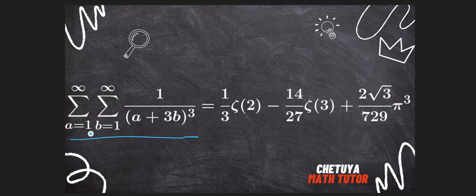Today in this video we're going to try to find this double sum. It says the sum from a equals 1 to infinity and the sum as b runs from 1 to infinity of 1 over (a plus 3b) to the third power, and it has a very interesting expression here. Here is zeta of 2, which we know to be pi squared over 6, although the value of zeta of 3 is a constant called Apéry's constant, but it's well known. And then of course this is pi. So let's see if we can evaluate the sum.